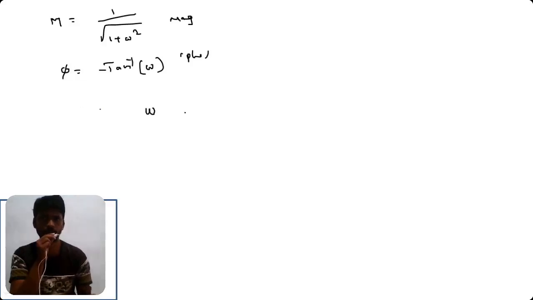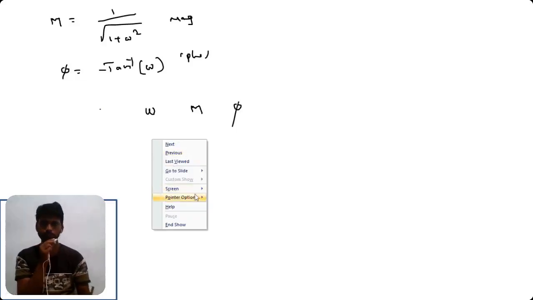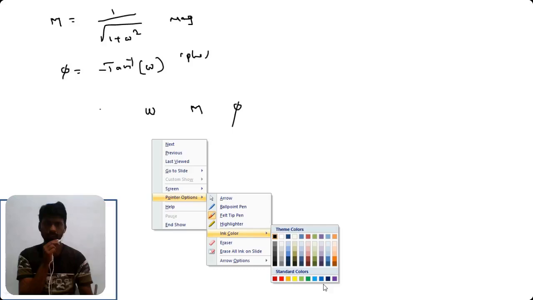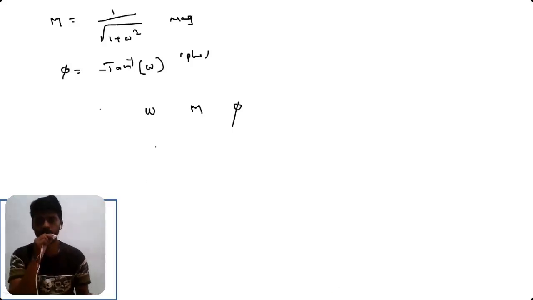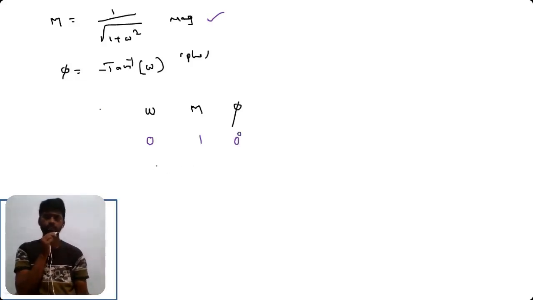So this is the frequency, this is the magnitude value, and this is the phase angle value. Here I am taking the frequency value equals 0. If omega equals 0, then the magnitude value will be 1 and the phase angle will be 0 degrees. Next, change the value of omega to 0.1.